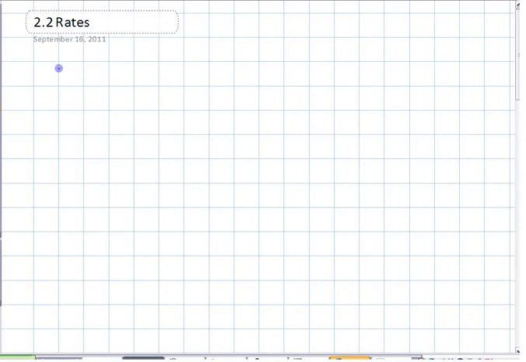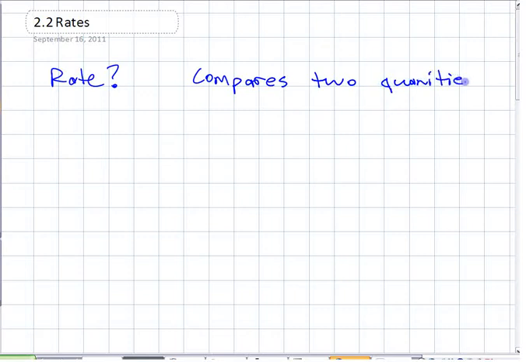What is the word rate? You've used that word before. What does the word rate mean as you've used it in everyday language? What might it mean? It compares two different quantities. It's absolutely a way to. Okay, it compares two different quantities.